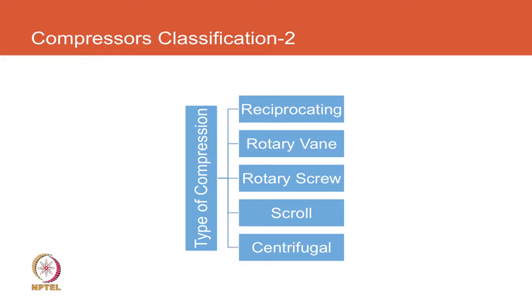The second compressor classification is based on the type of compression. Reciprocating is something you all understand, just like an engine, except that here the whole process happens in just 2 strokes. Then we have rotary vane compressors, and I have managed to put together some illustrations, some animations that will help you understand each of them. They will come forward in the next few slides.